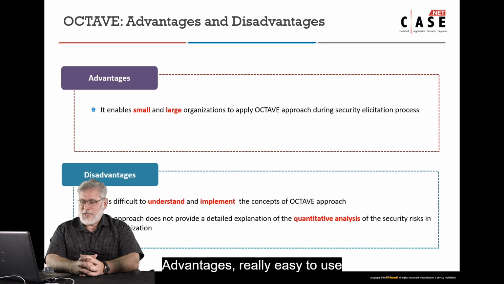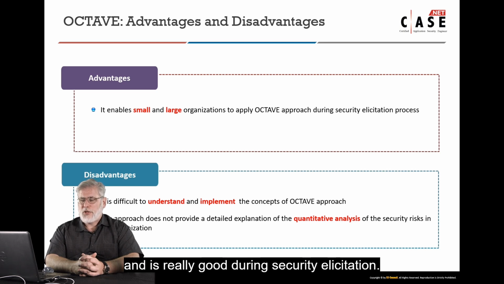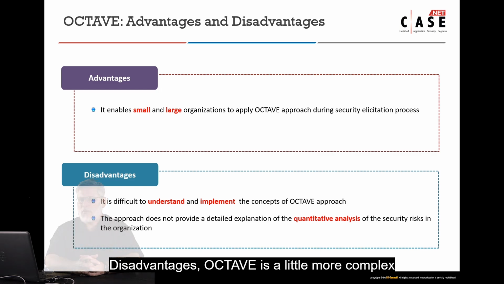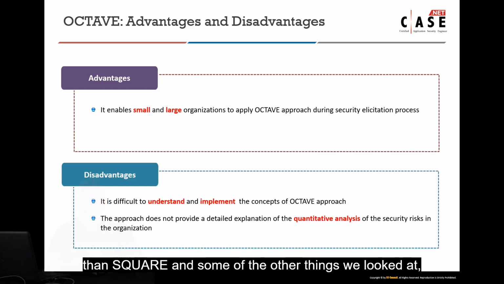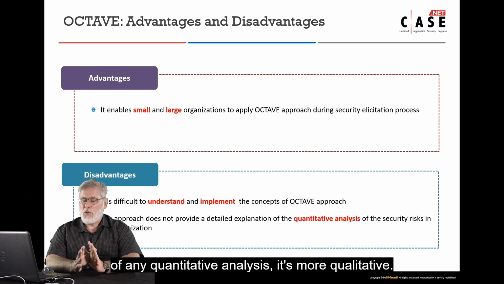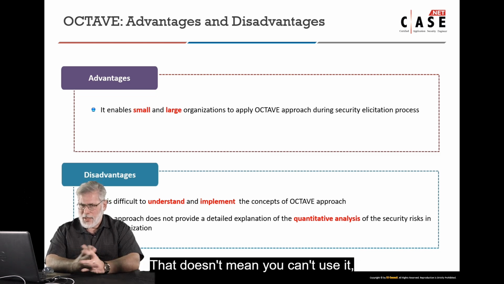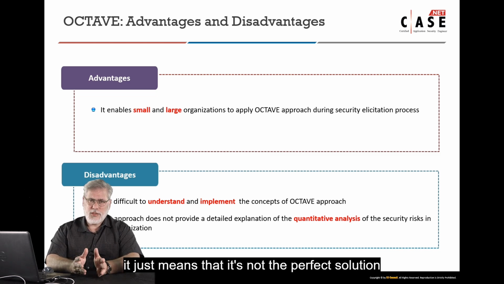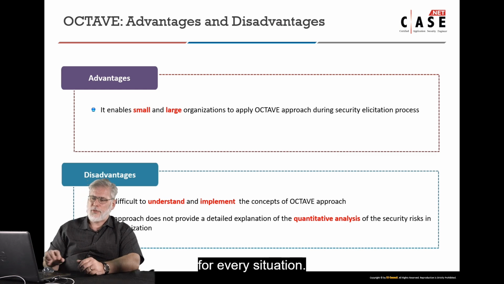Advantages, really easy to use and is really good during security elicitation. Disadvantages, OCTAVE is a little more complex than SQUARE or some of the other things we looked at, and it doesn't really give you a detailed explanation of any quantitative analysis. It's more qualitative. That doesn't mean you can't use it. It just means that it's not the perfect solution for every situation.